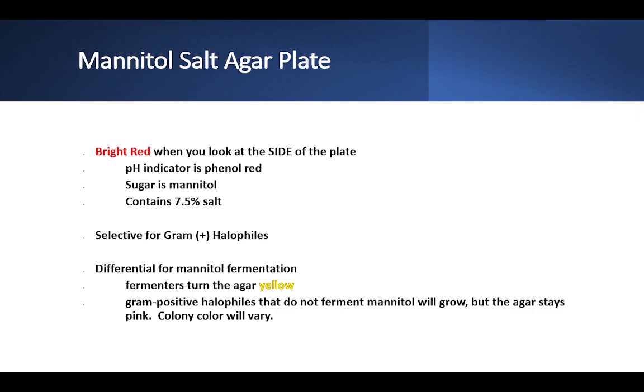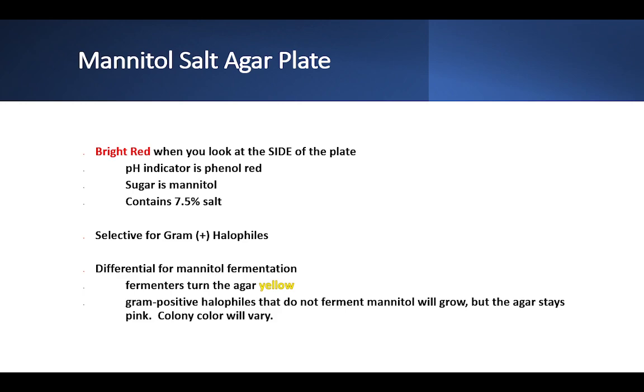As the name implies, it's got a lot of mannitol and salt on it. It is a bright red media, super bright red. It's kind of see-through, so you can look through it and see light come through it. It has a pH indicator in there called phenol red, which we'll use a lot of in lab. The sugar in here is mannitol, and it contains about 7.5% salt, which doesn't seem like a lot, but it's actually a huge amount of salt, and only a few types of organisms are able to survive on it. Specifically, this type of media selects for gram-positive halophiles, or halotolerant organisms, organisms that can withstand really high salt concentrations.